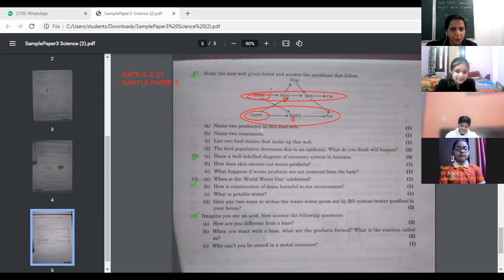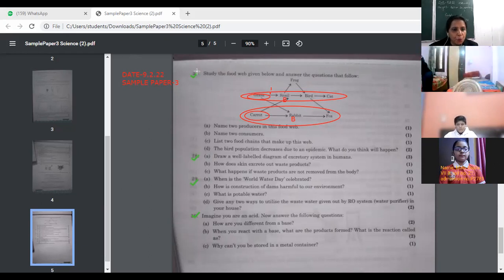Can you tell me what is a food chain? Food chain and food web, what do you mean by it? What is a food chain? Nobody knows.